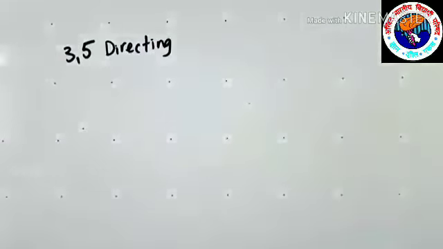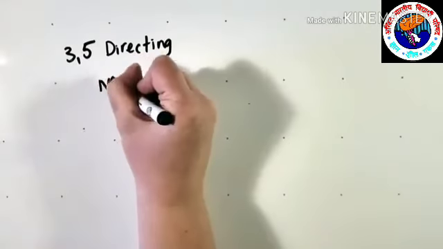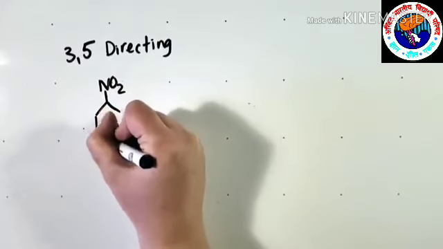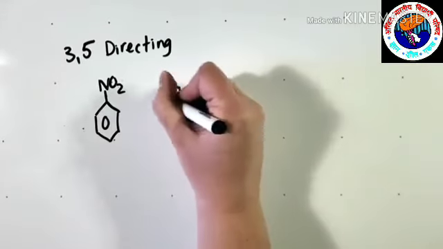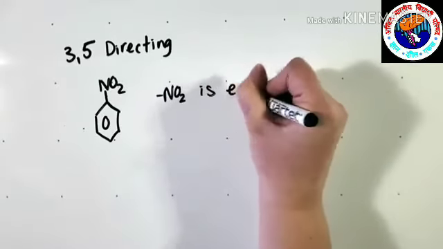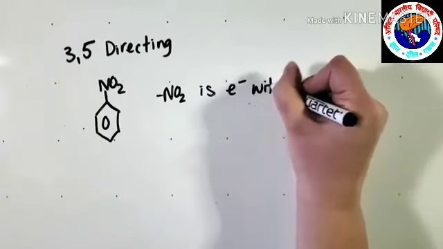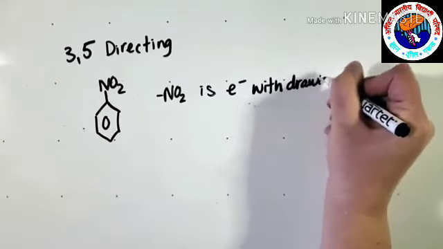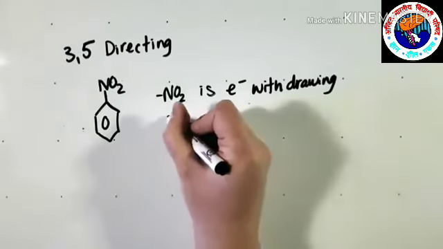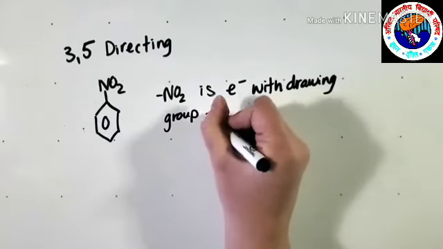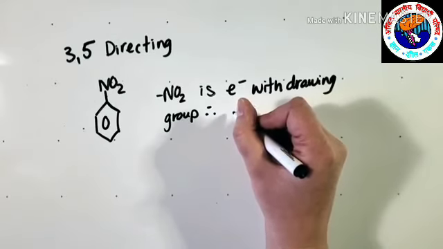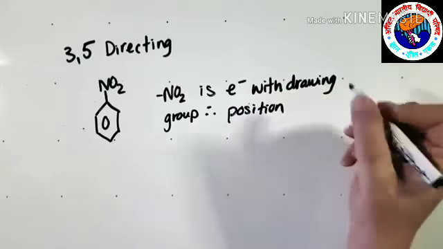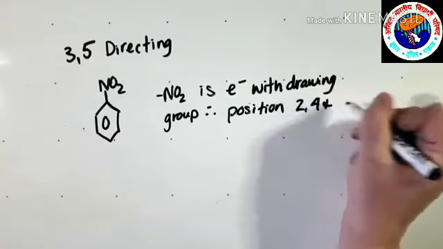In contrast to this 3,5 directing, so when you have NO2, so nitro group. Now what happens with the nitro group is your NO2 is electron withdrawing. So this is pulling electrons out of that pi system, so away from the benzene ring. And that results in positions 2, 4, and 6 to have a lower electron density, okay? So instead of a higher electron density, we're ending up with a lower electron density.